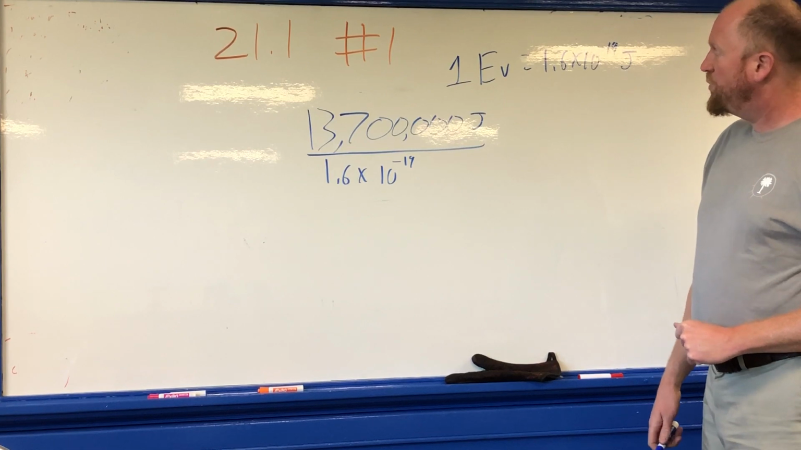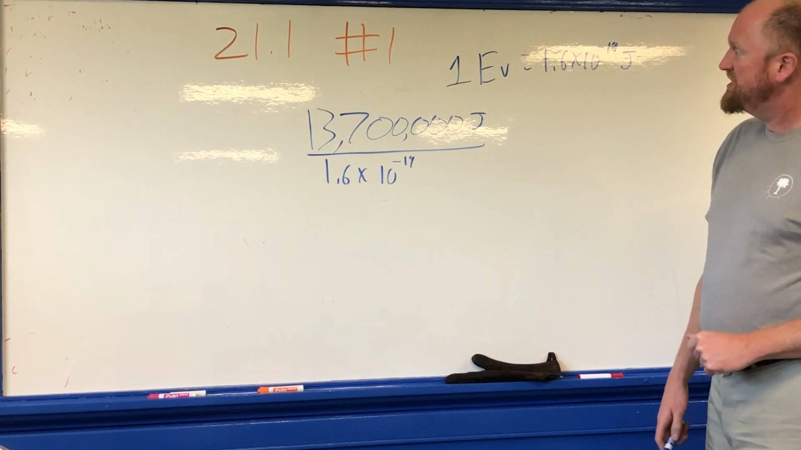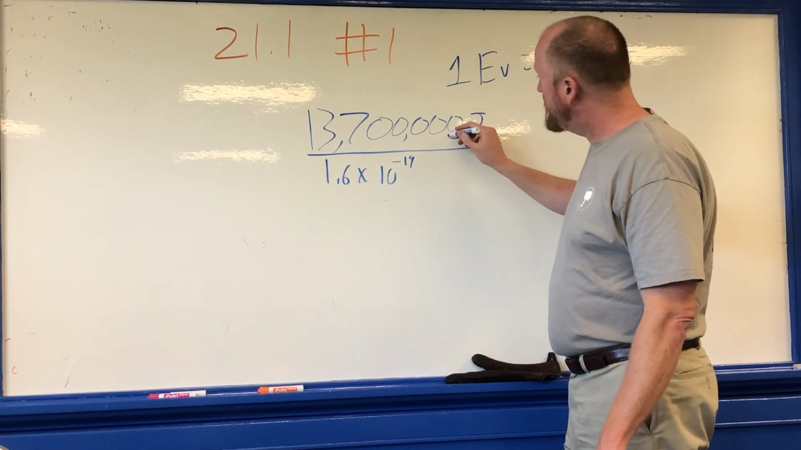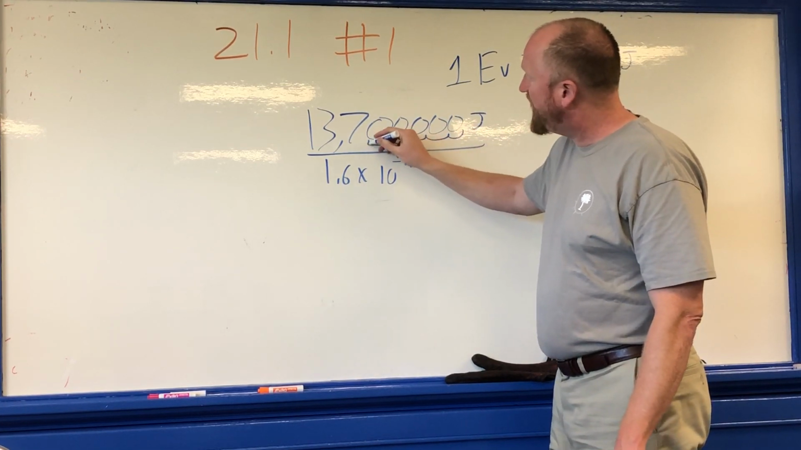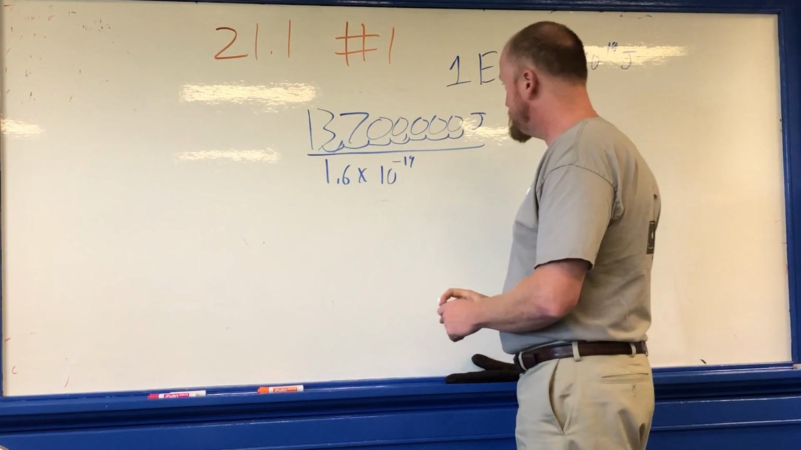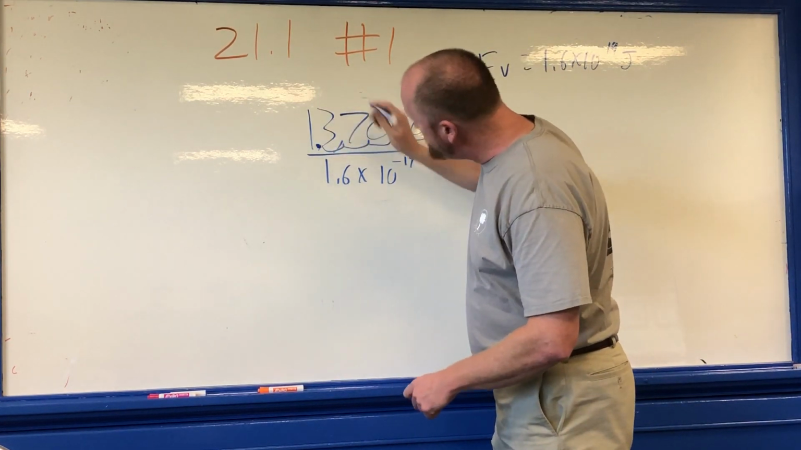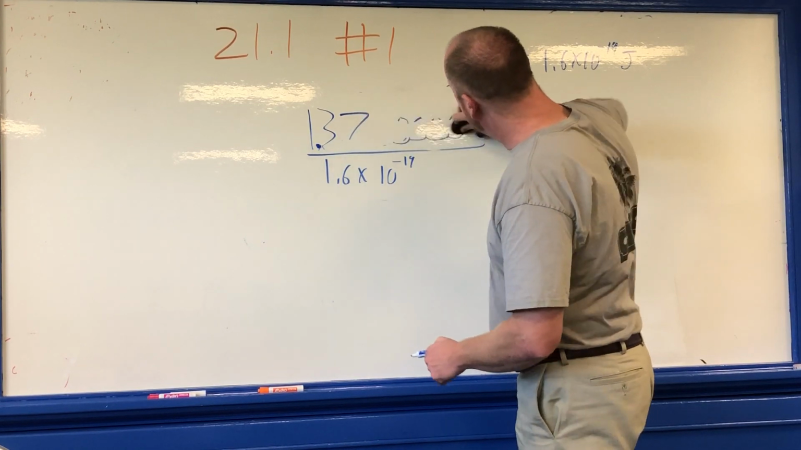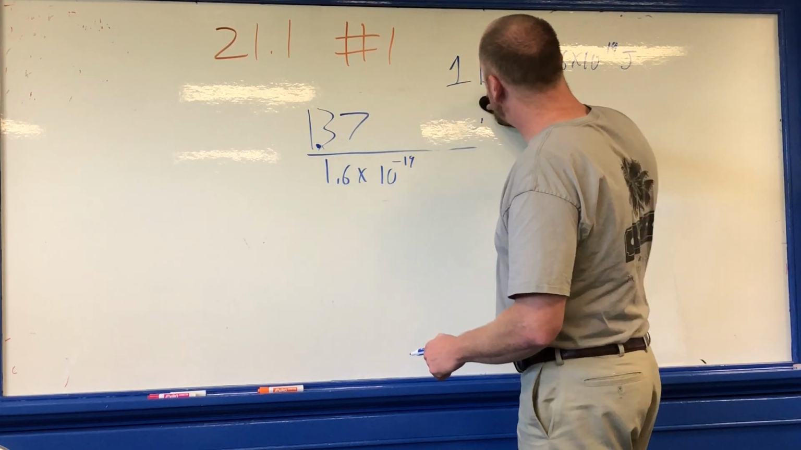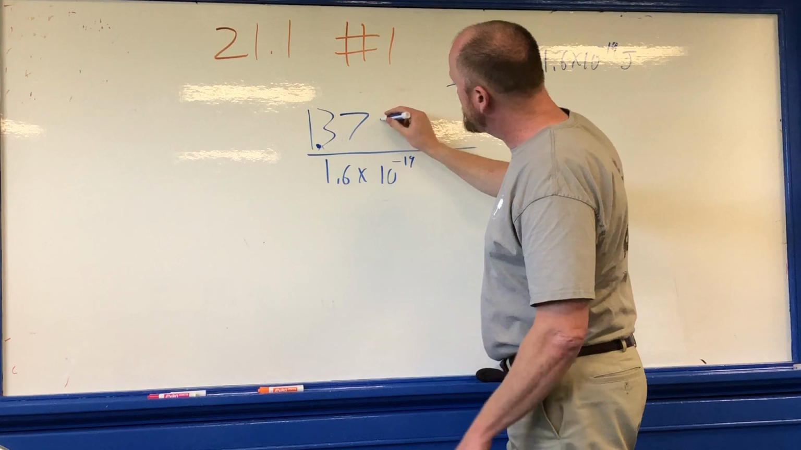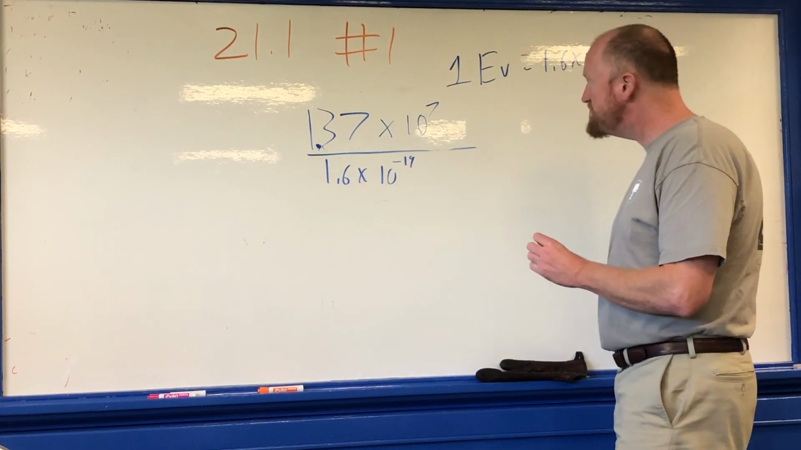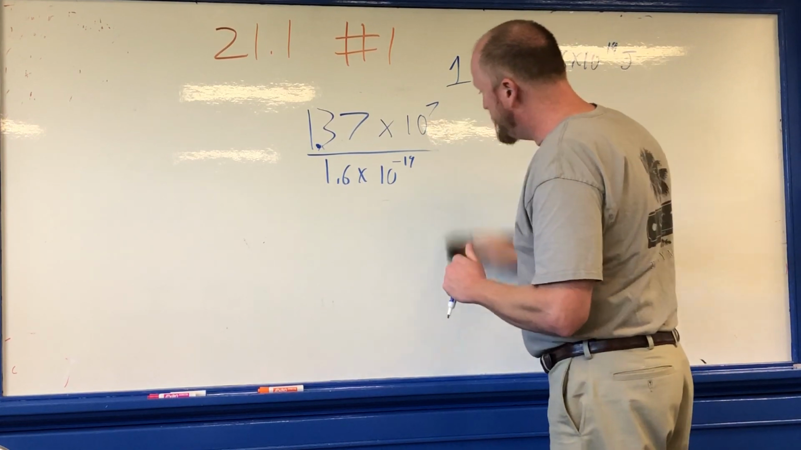So, in order to put this in scientific notation, I'm going to move the decimal point 1, 2, 3, 4, 5, 6, 7 places. So this is going to become 1.37, and since I moved it 7 places, that'll become times 10 to the 7th. Now we have a much easier formula to work with.